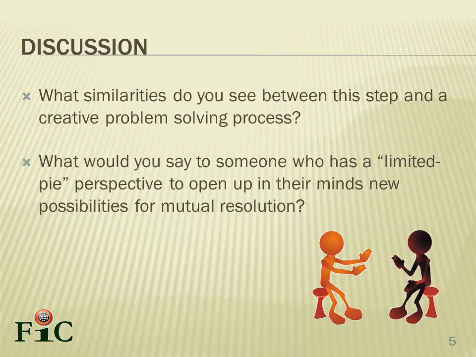Also, think about this question. What would you say to someone who has a limited pie perspective to open up their minds to new possibilities for mutual resolution? What kinds of arguments are convincing to you that a limited pie perspective is ultimately short-sighted or creates conflict? What arguments or reasoning might you use in talking to the other party in a negotiation that you're in to convince them that we want to get away from a limited pie perspective?